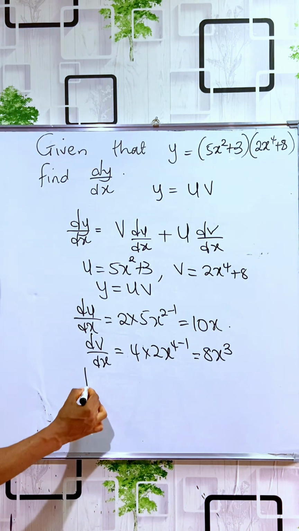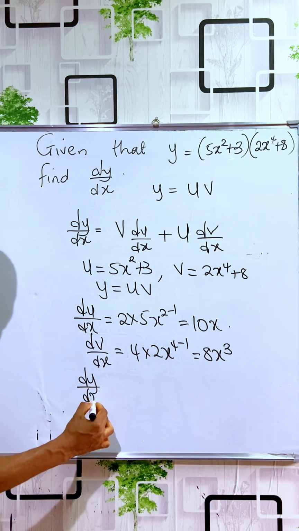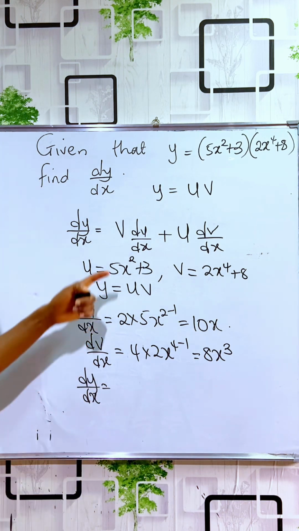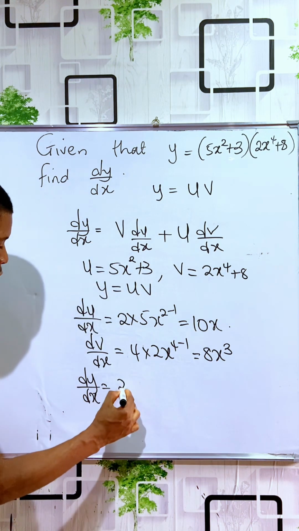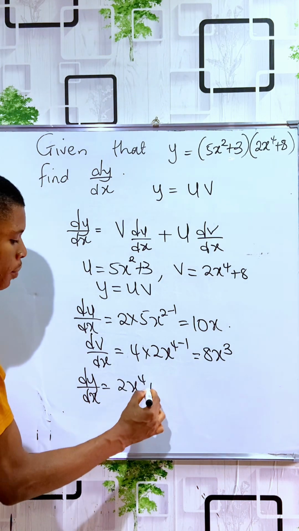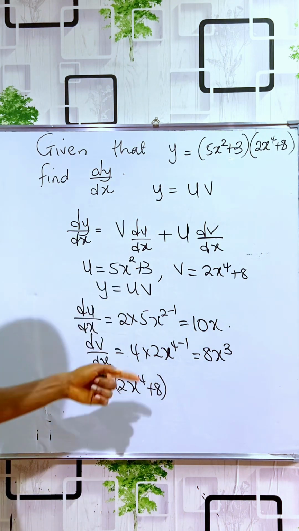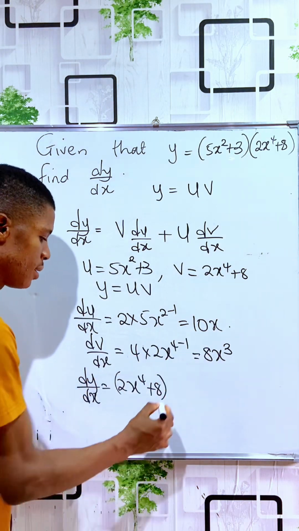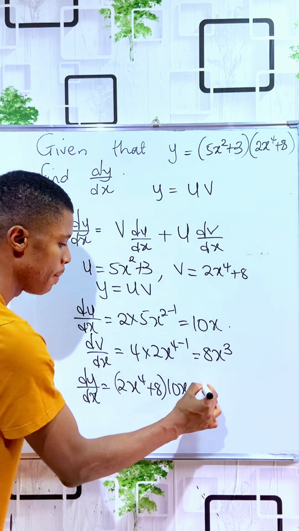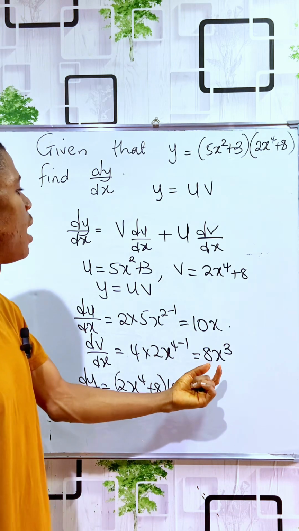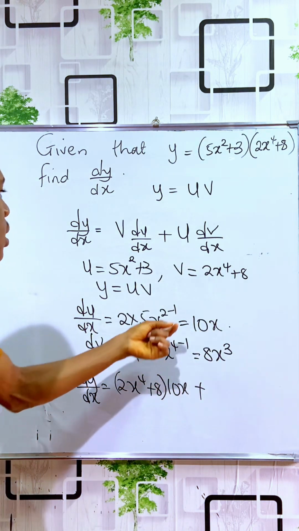Okay? So here we've gotten this. That means we go back to our differentiation with respect to x. Our v is what? 2x power 4 plus 8. Then we multiply it by du/dx. Our du/dx is 10x. You have it as 10x, plus our u.